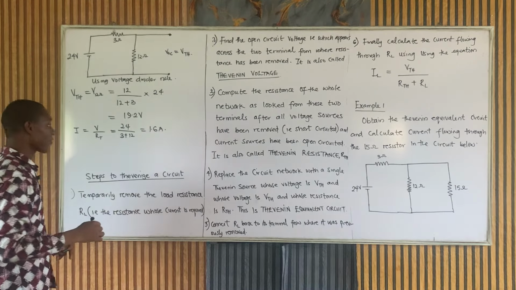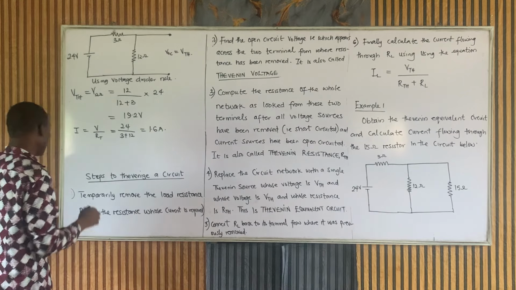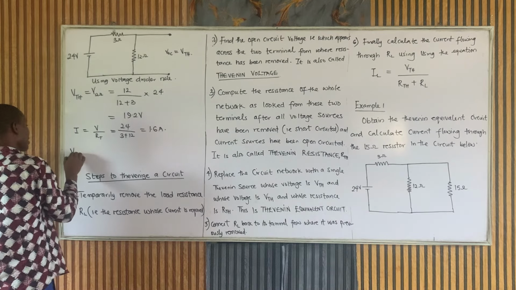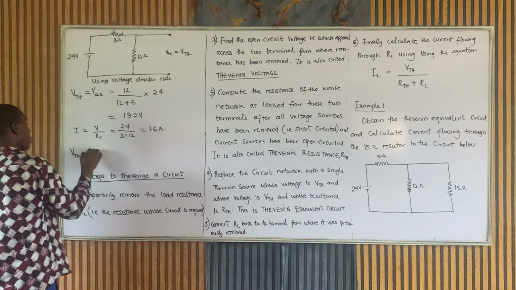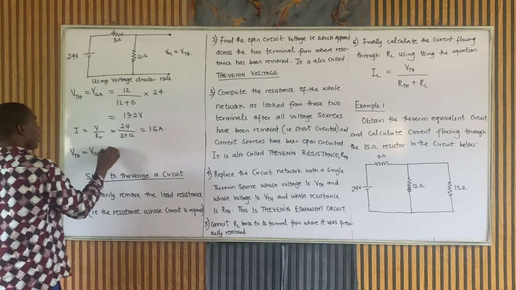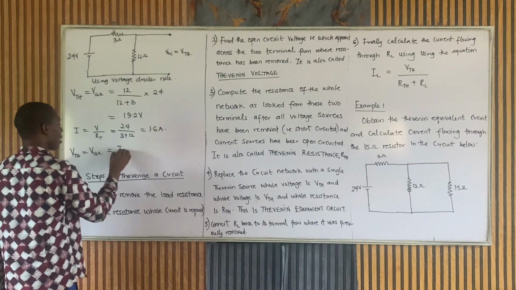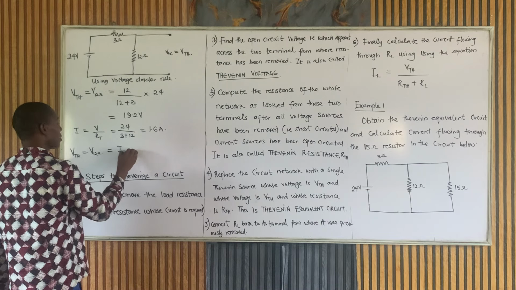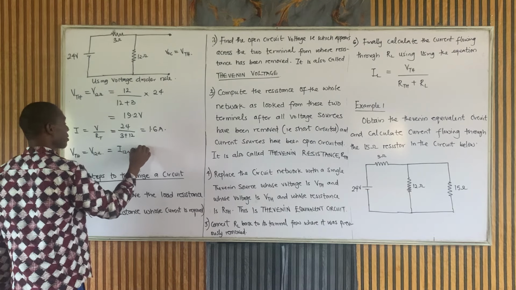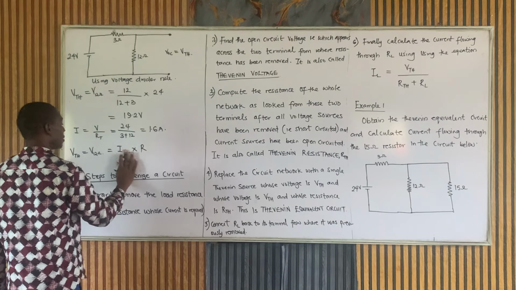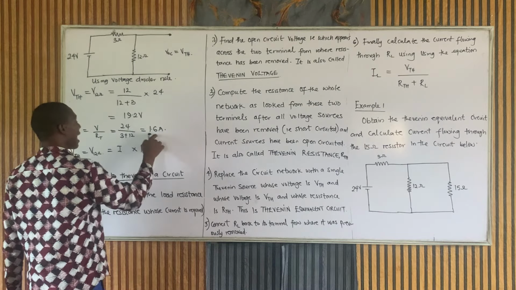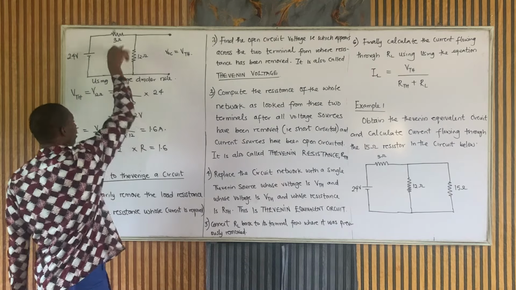If you get a current flowing in that circuit now, then you can calculate your voltage VTH, which is the voltage across the 12 ohm resistor. And that will simply be IR, the current across the 12 ohm resistor times the 12 ohm resistor itself. So this will be IR. What's my I? The I is the current you've gotten since it's a series circuit, same current flows through it.